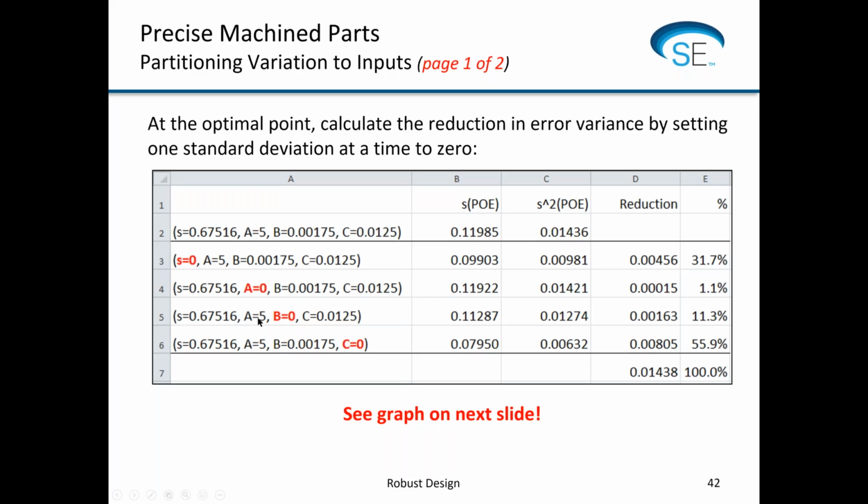Okay, so I set A back to 5, and now I set B to 0, and I see that I can reduce the variation by 11%. Well, that's still not very good, but we can see that a large part of the variation is caused by the variation in C. When I set C to 0, then I can reduce the variation by 56%. That's accounting for the majority of the variation.